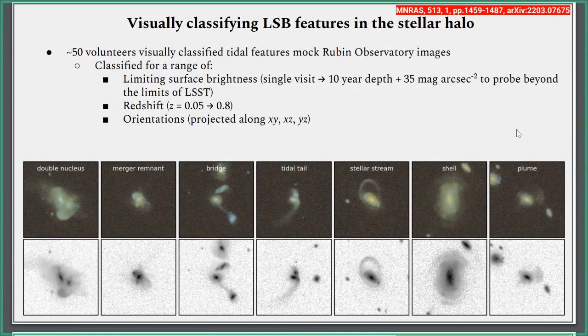So we're interested here in the effect of various biases. How does limiting surface brightness affect our ability to detect these features? How does redshift, and how does the orientation of the object, so what projection we see the object in, affect our ability to see these tidal features?